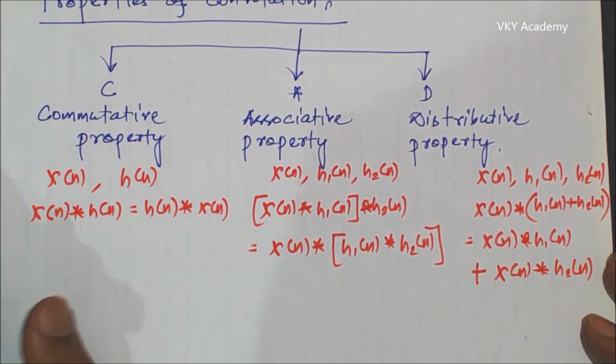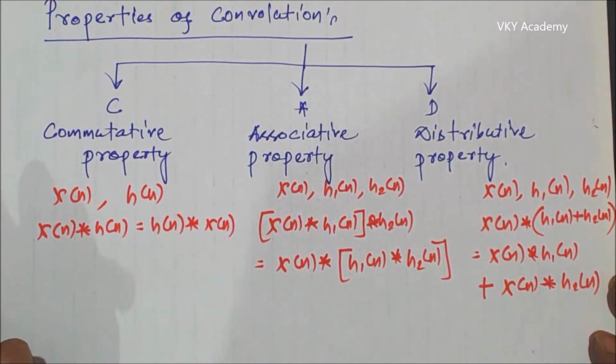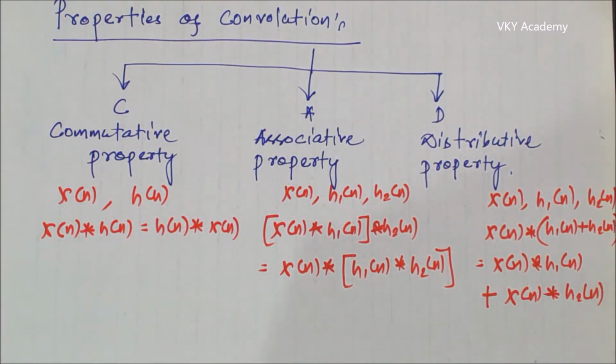So these are the three important properties of convolution. This is all about the first session of convolution. In the next session, we will discuss how to determine the convolution sum using different methods.